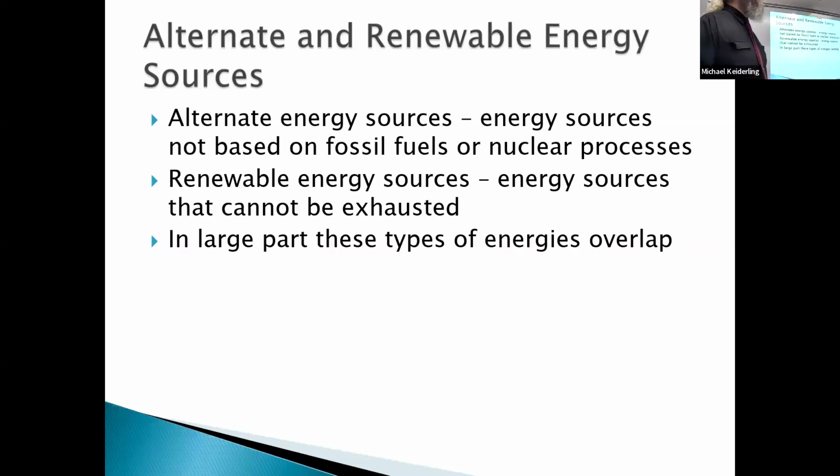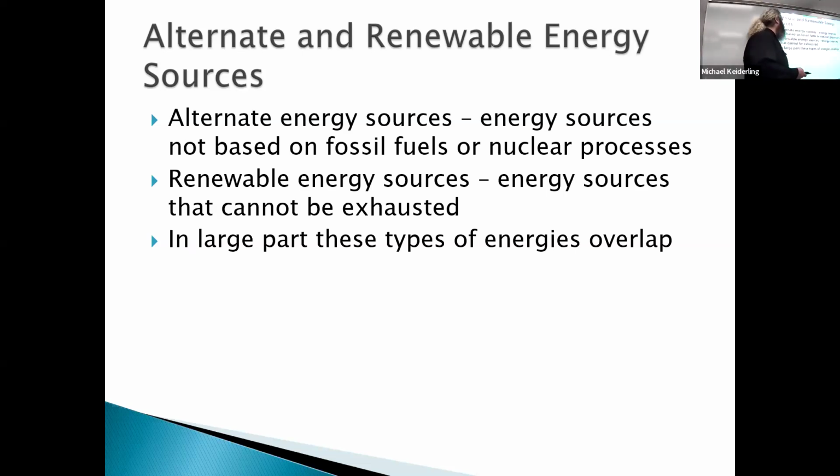Now, alternate or renewable energy sources are generally preferred to fossil fuels because they don't generate CO2, which is leading to climate change, which is why we've been having more severe weather and other unfortunate things. So renewable energy, alternate energy sources, are energy sources not based on fossil fuels or nuclear processes. We really should have more nuclear, but people are stupid about nuclear power.